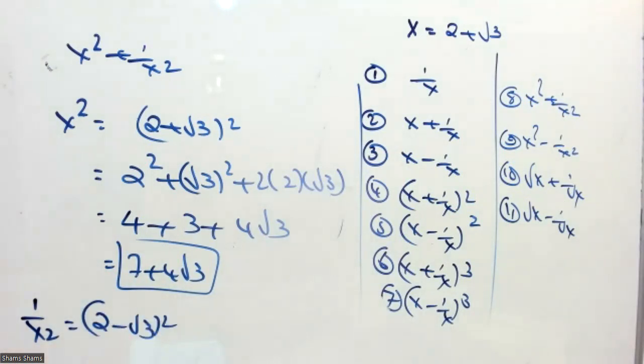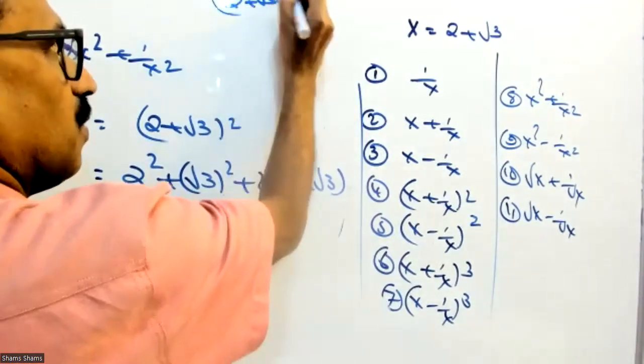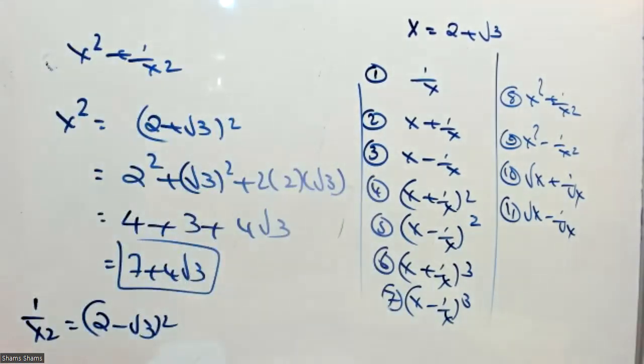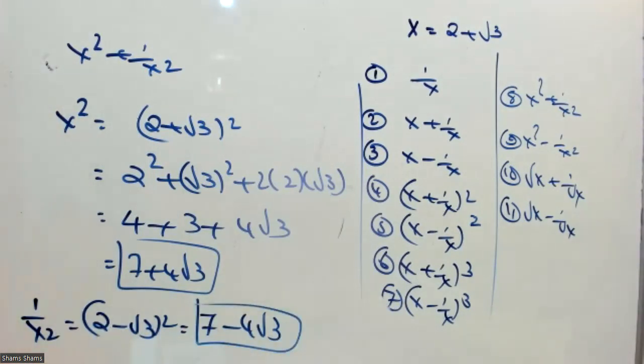Clear now? I don't want to see anyone's books like this: 1 by 2 plus root 3 whole square. You never get it. That's wrong. So we got this one. When you open it, you'll get 7 minus 4 root 3.